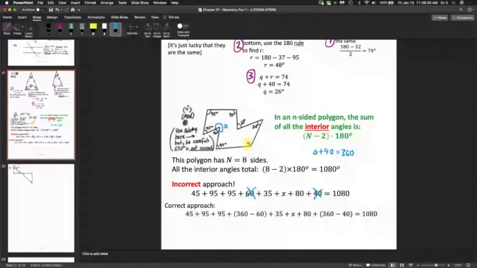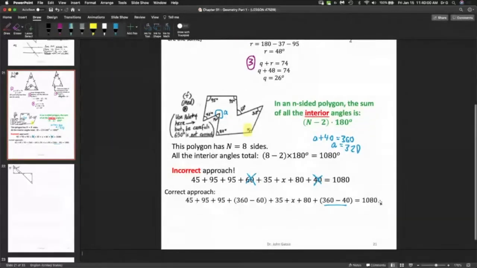Yeah, so it's always a revolution. You're trying to get 360 there. So that A plus 40 is 360, so then A equals, okay? So that's what I did there. That's this one here. It's a reflex angle. Thank you for using your words.